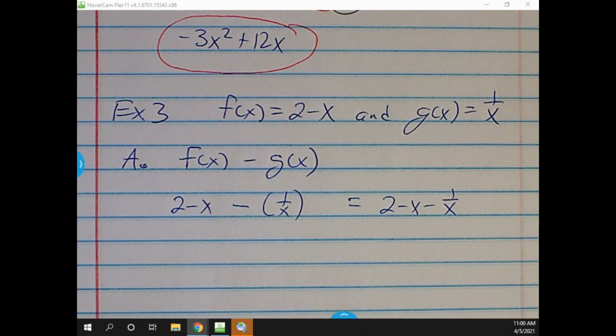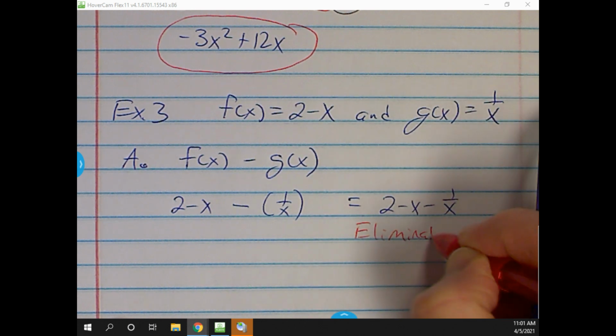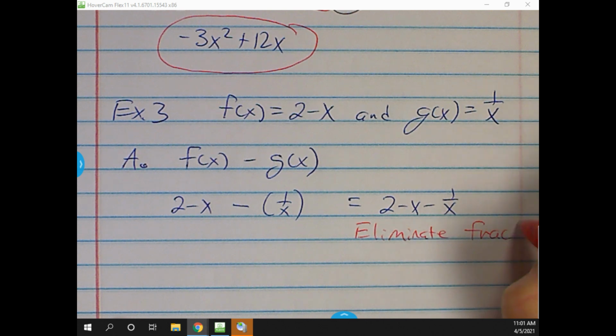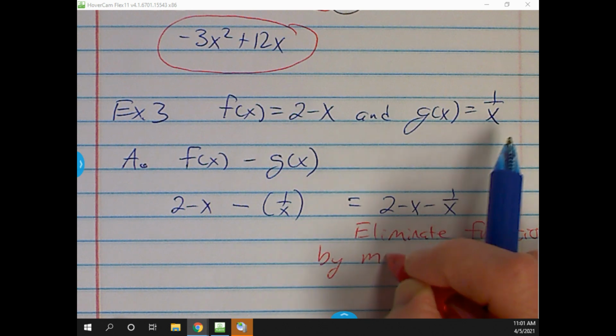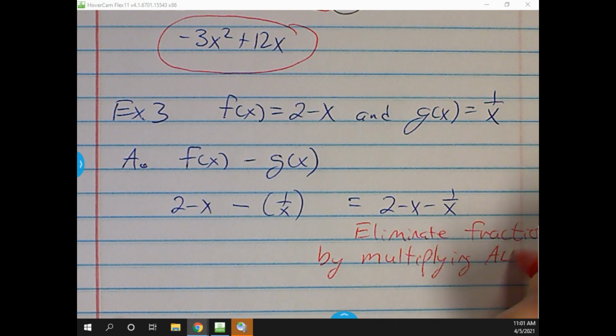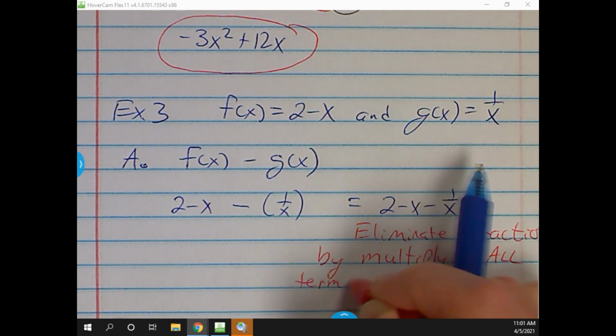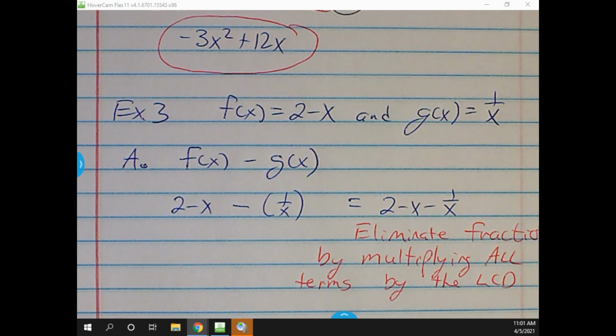Now here's the trick on this one. Here's the catch. If they give you something like this where we've got whole numbers and all of a sudden you've got a fraction here, they're going to ask you to eliminate the fractions. So we're going to eliminate the fractions by multiplying all the terms by the least common denominator.